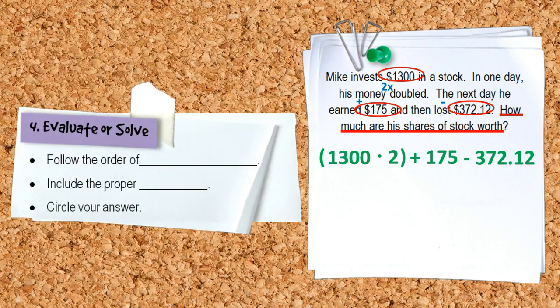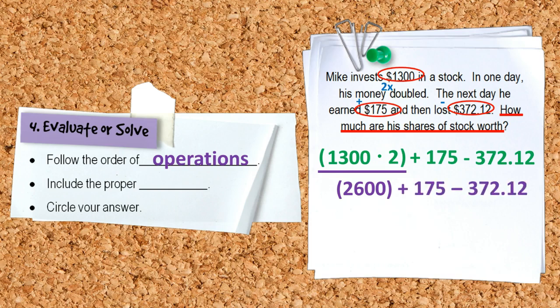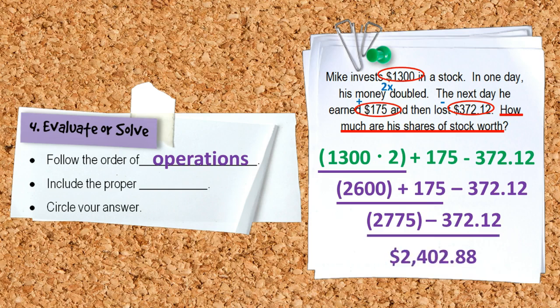Once we have our model, we can finally solve it or evaluate. So I'm going to follow the order of operations in this case. I'm going to take care of my parentheses first. 1,300 times 2 gives me 2,600. I underline, I evaluate, I rewrite everything. I see addition, subtraction, so I'm going to go from left to right. I underline, I evaluate, I rewrite. I only have one operation, but I still underline, evaluate, and there's nothing left to rewrite.